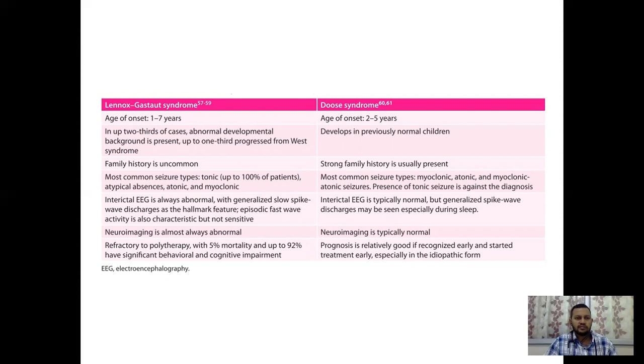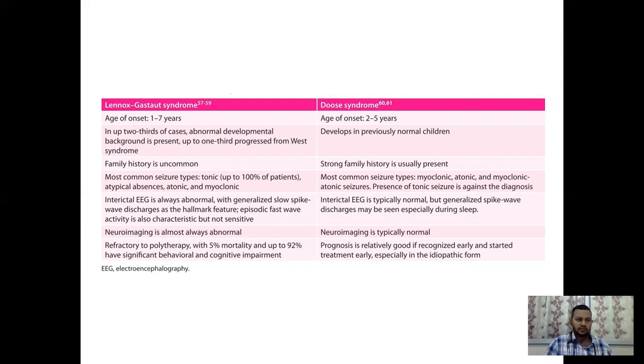Most common seizure types in Lennox-Gastaut syndrome are tonic, seen in up to 100% of patients, atypical absences, atonic and myoclonic. But in Doose syndrome, the most common seizure types are myoclonic, atonic and myoclonic-atonic. The presence of tonic seizures is against the diagnosis.